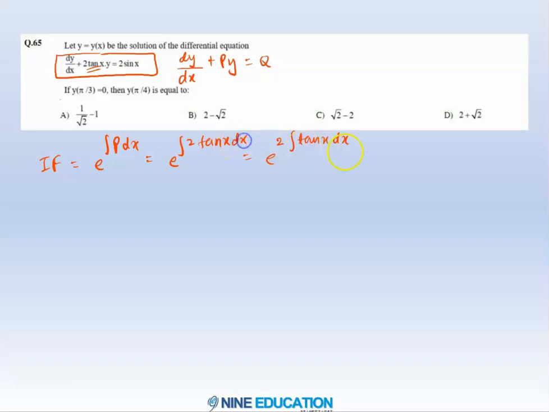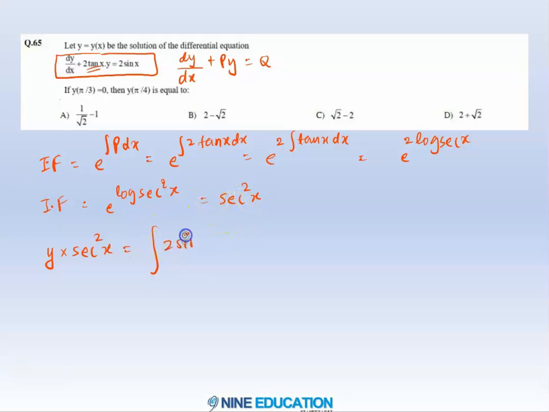And the integration of tan x is log sec x. So this will become e power log secant square x. And since the base of log is also e, we can write simply secant square x. This is the integrating factor. Now the solution is given by y into the integrating factor, which is y into secant square x, equal to the integration of q into the integrating factor. So q is 2 sin x and the integrating factor is secant square x, dx, plus some constant c.